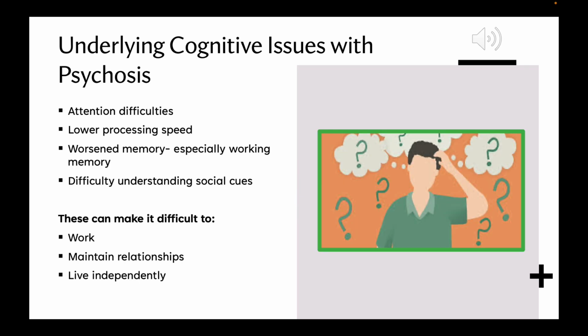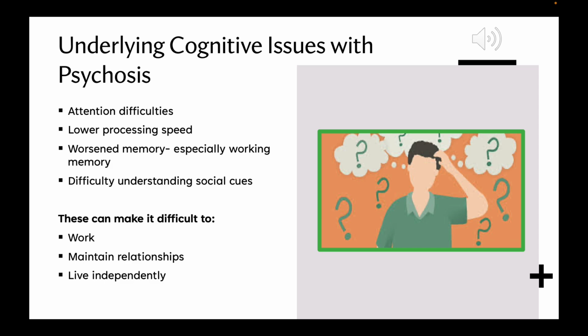The underlying cognitive issues with psychosis. First is attention difficulties. If someone is hearing voices in their head, they're having hallucinations where there's the voices, they're seeing things, that can make it really hard to focus. Lower processing speed is also a symptom here with cognitive issues because if there are voices in your head and you're having those hallucinations or delusions, it can make it harder for your brain to work if it's trying to also focus on the hallucinations going on in your brain.